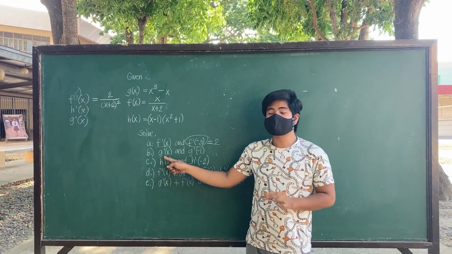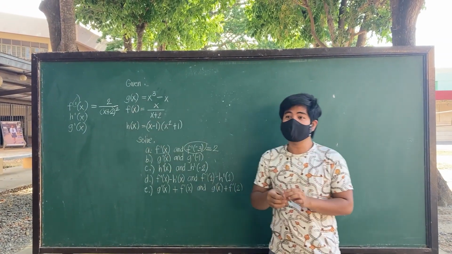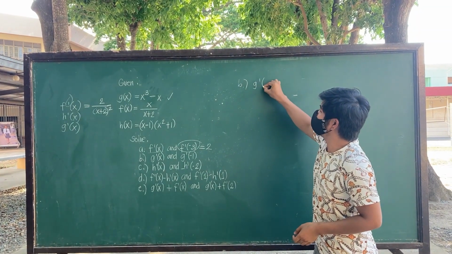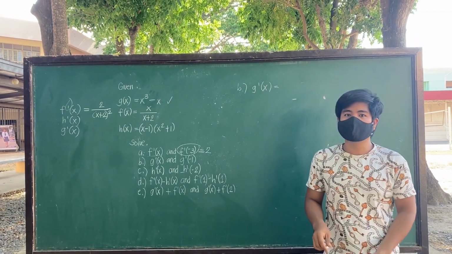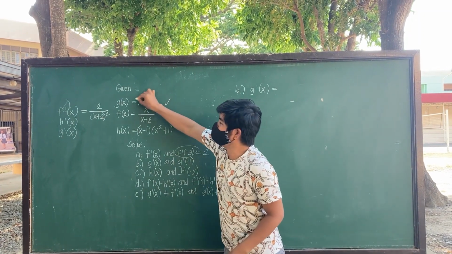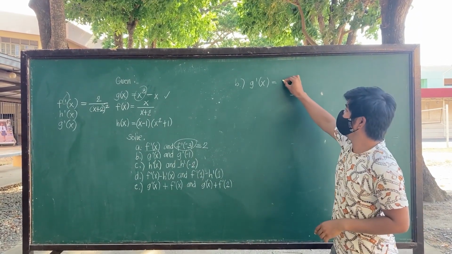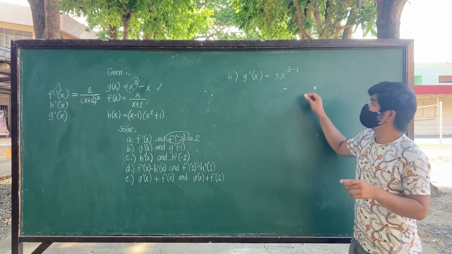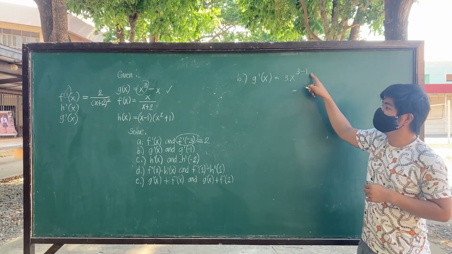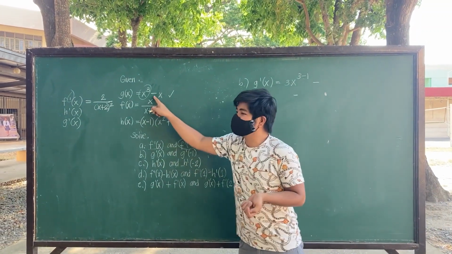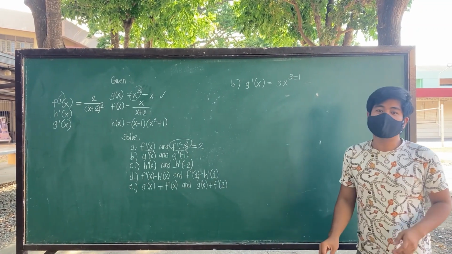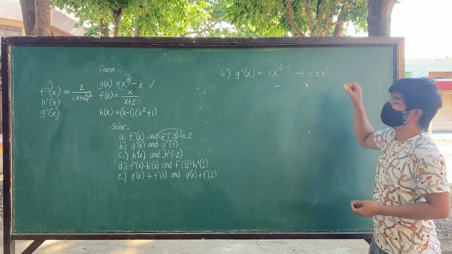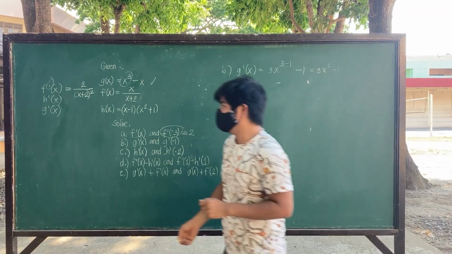g prime of x is the derivative of function g here. Okay, so function g is a polynomial function. Therefore, g prime of x is solved using the power rule. That is, from x cubed, bring down the exponent 3 and subtract 1 from 3. Okay, so you have 3x raised to 3 minus 1. But this negative x here is simply negative 1, its derivative. Okay? So we now have 3x squared minus 1. That is g prime of x.